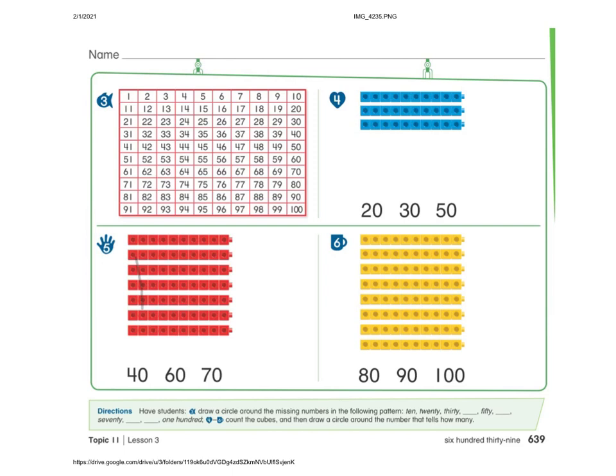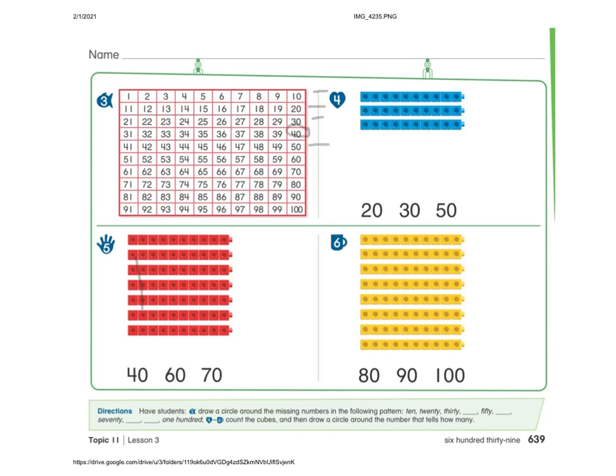Okay, so our job today is going to be counting by tens and identifying those numbers when we count by tens. So let's look at number 3 first. It says we're going to draw a circle around the missing numbers in the following pattern. So we're going to listen to the pattern and then see what is missing. So we have 10, 20, 30. Now there's something missing. What would be missing next? Yes, 40, so we're going to circle it.